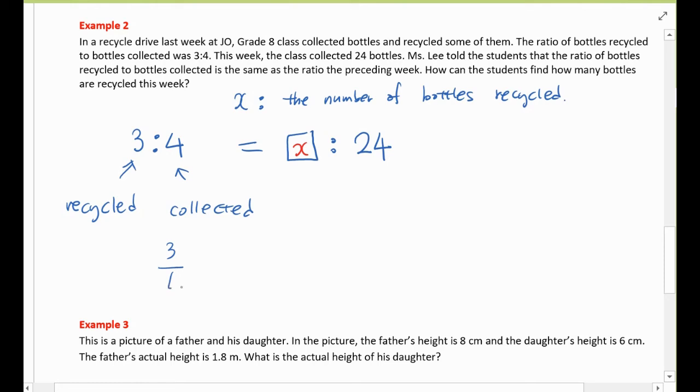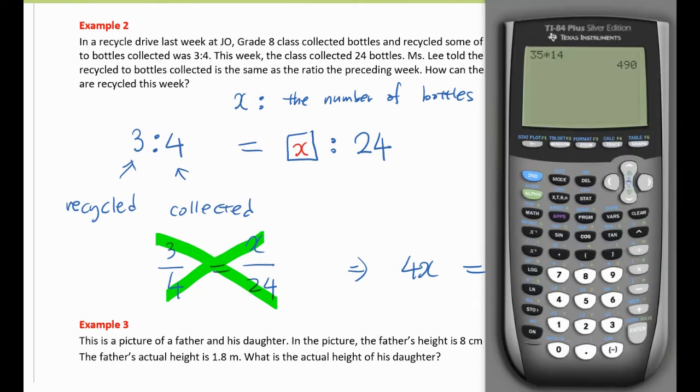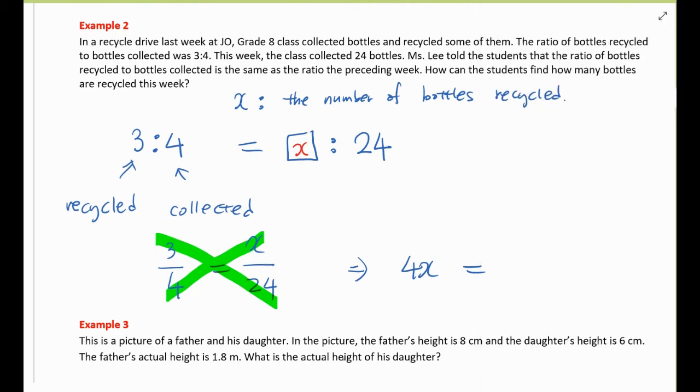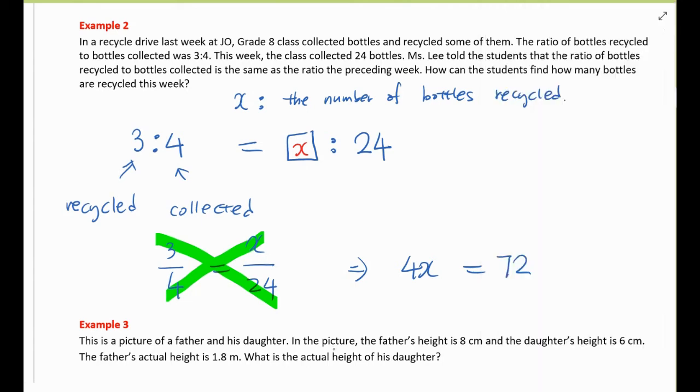So we can just use cross multiplication, 3 to 4, x to 24. So diagonal. Then 4 times x is 3 times 24. Let's do 3 times 24 using your calculator. That is 72. And 72 divided by 4 is 18. So x is 18. So 18 bottles recycled.